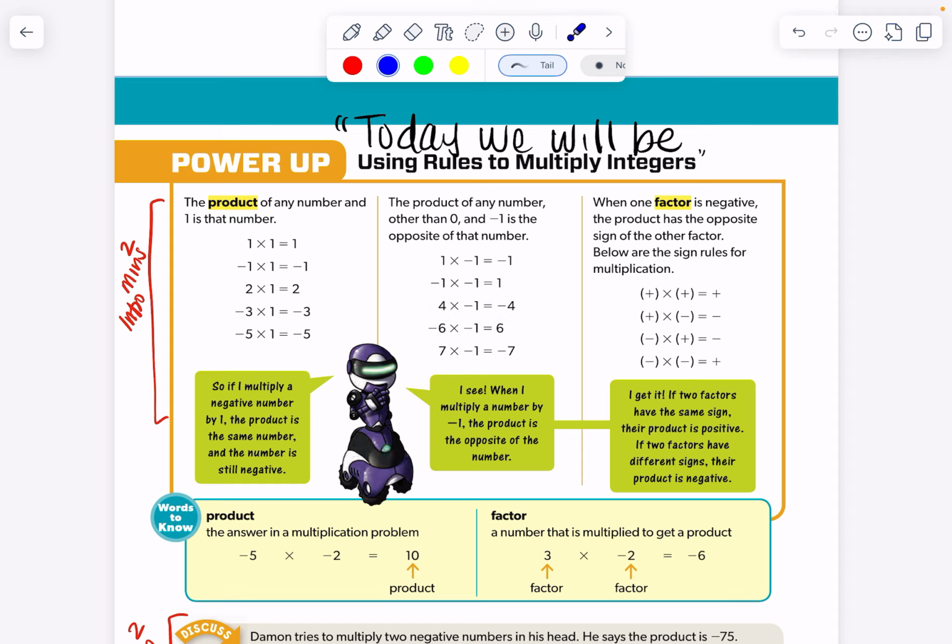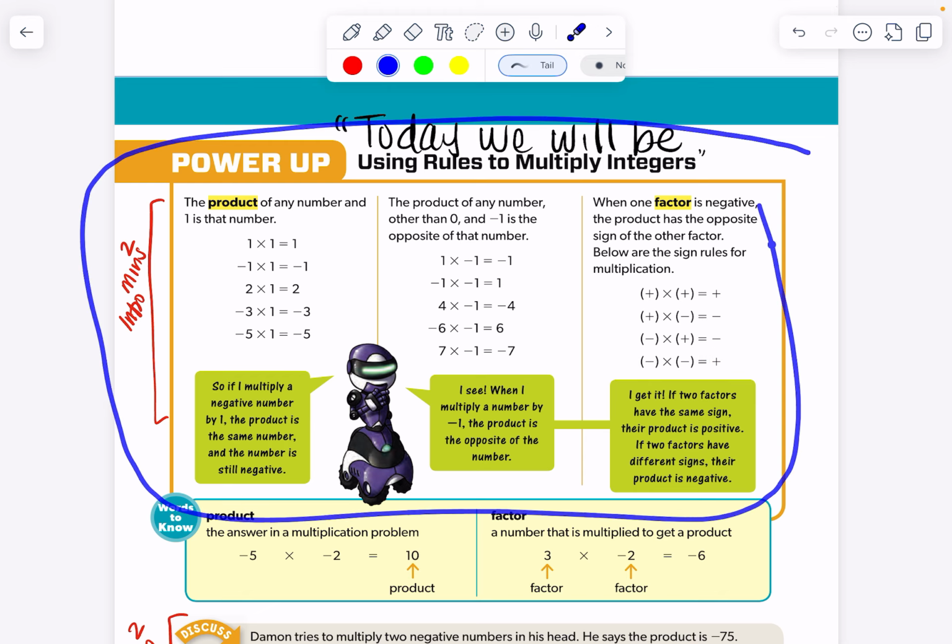And then the last rule is where students are going to live for a majority of the lesson. So students should know that a positive number times another positive number gives you a positive product. Positive factor times a negative factor gives you a negative product. Negative times a positive gives you a negative product. And a negative factor times another negative factor gives you a positive. So all these rules are going to be used today.